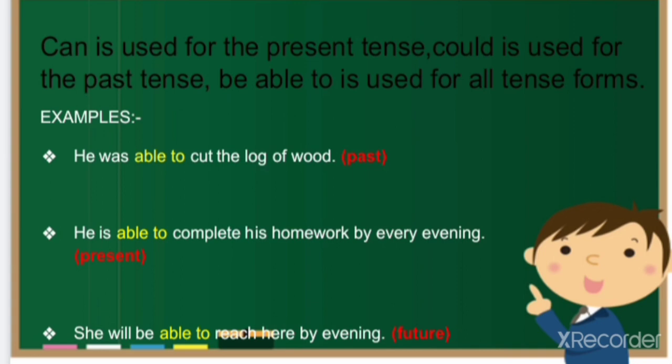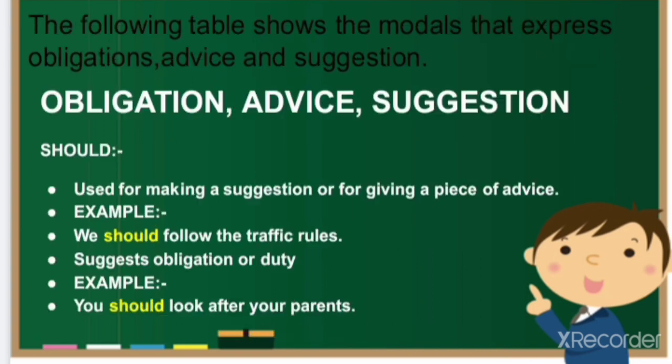Next, can is used for the present tense, could is used for the past tense, and be able to is used for all tense forms. Examples: He was able to cut the log of wood. Past tense. He is able to complete his homework by every evening. Present tense. She will be able to reach here by evening. Future tense. So this is how be able to can be used for all tense forms.